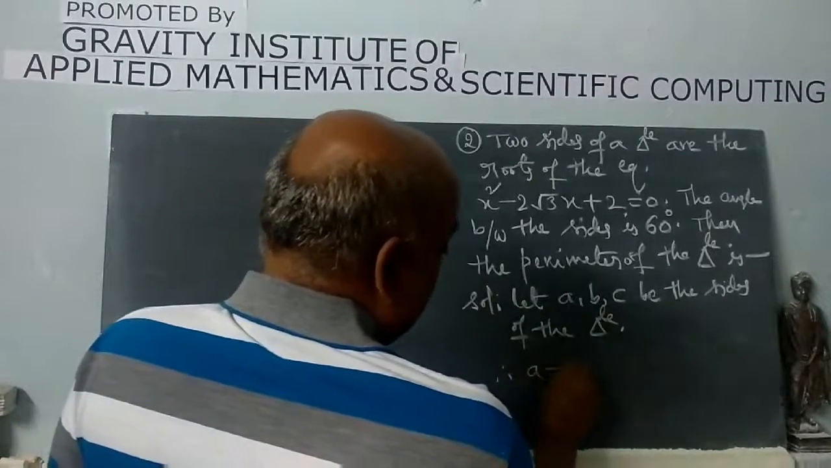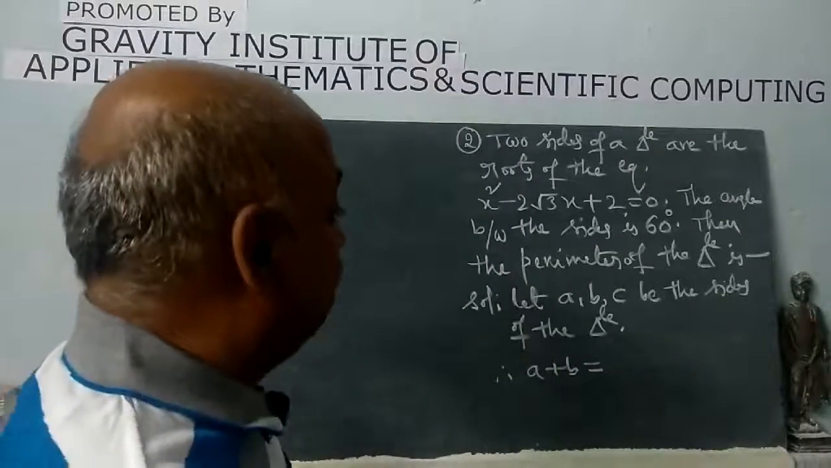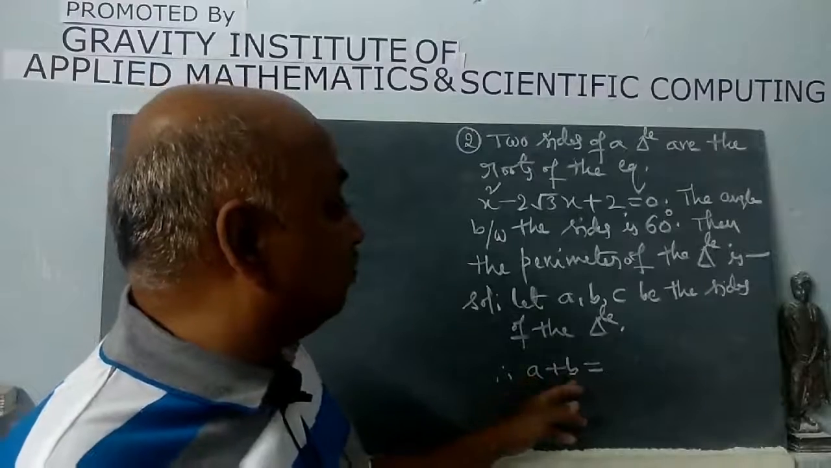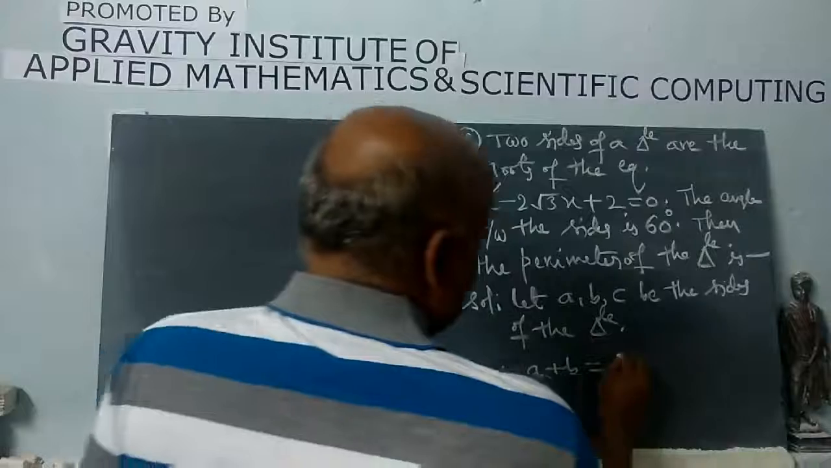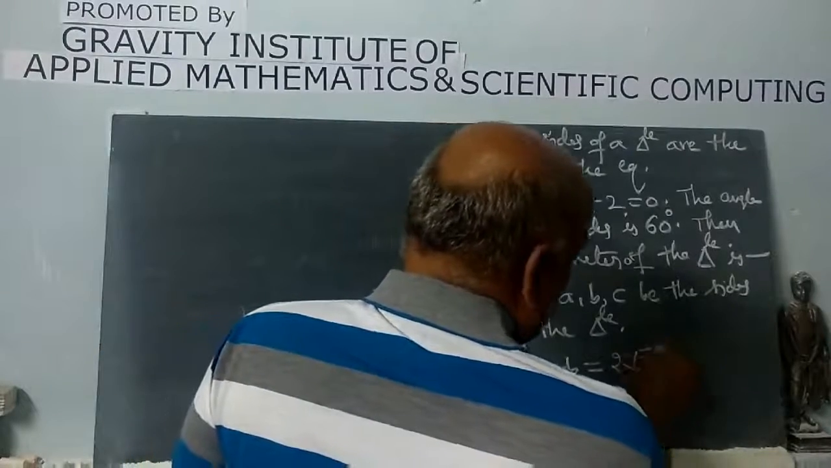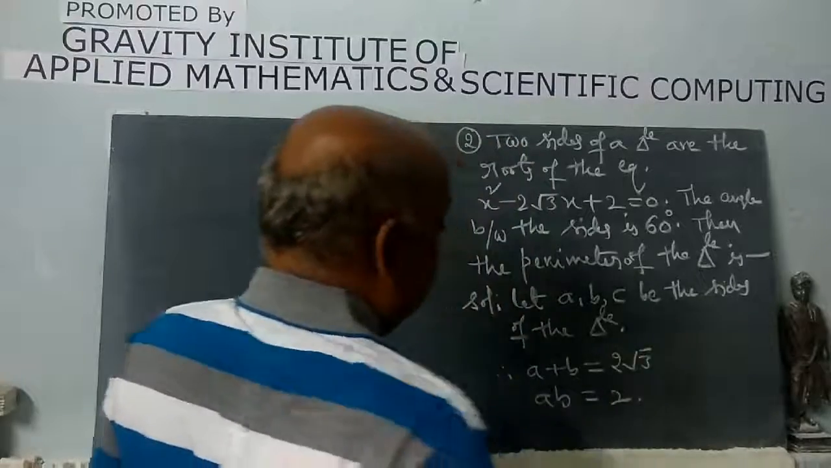Therefore, a plus b is equal to the sum of the roots. Let a, b be the roots of the equation. So the sum of the roots, a plus b, is equal to 2 root 3, and a into b is equal to 2.